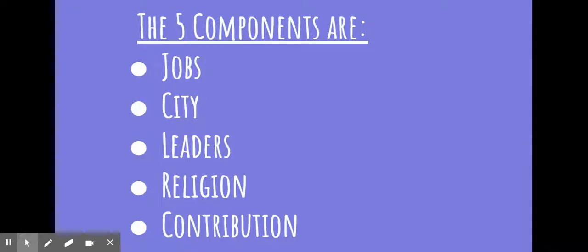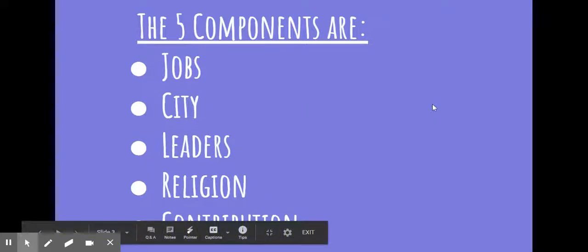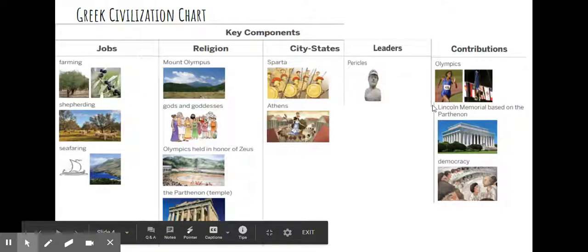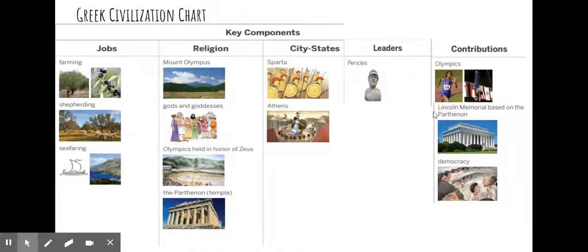Remember, when we're going through these Greek civilizations, we're going through these 5 components, and we've filled out a lot of these components in our chart so far, and I want to show you our chart now. Before, we really had nothing, and now look how full our chart is. Again, we've talked about jobs. There's 3 different jobs they really focused on. There were more, but we just focused on 3.